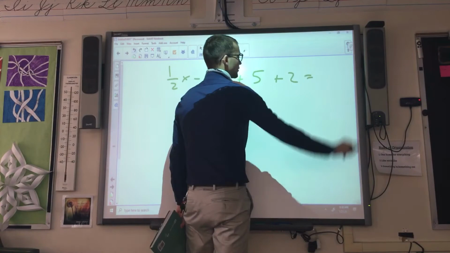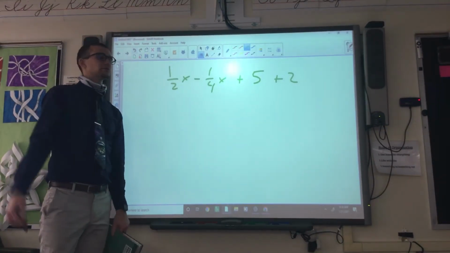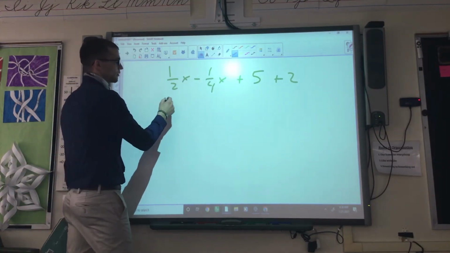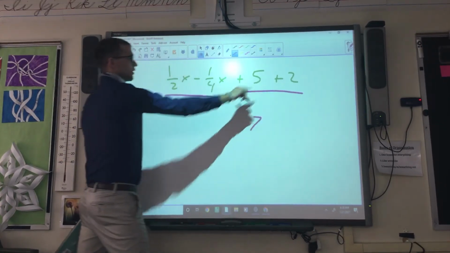Remember, we're not doing equations. There's no equal sign. We're not doing equations. So, which two things can be combined? The 1/2 x and the other 1/4 x. Yeah, because they both have x, and the 5 and 2 can be combined. They combine together to be 7.